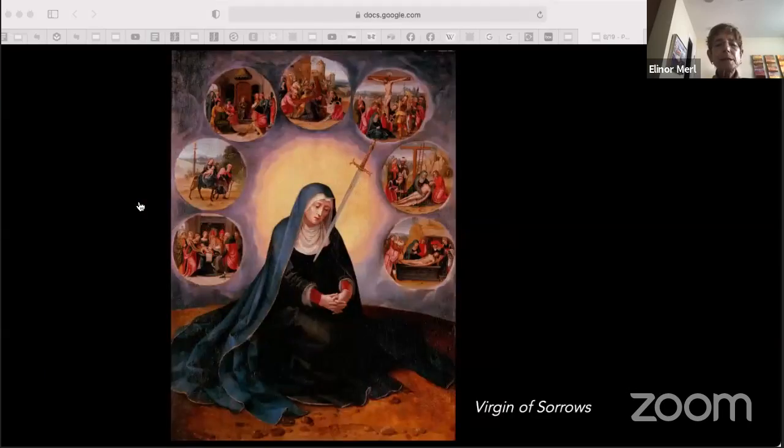Something still being explored is the unusual use of swords to recognize the 7 sorrows. It's more typical to see the sorrows represented as individual scenes surrounding the figure of the Virgin. Here's such an example.